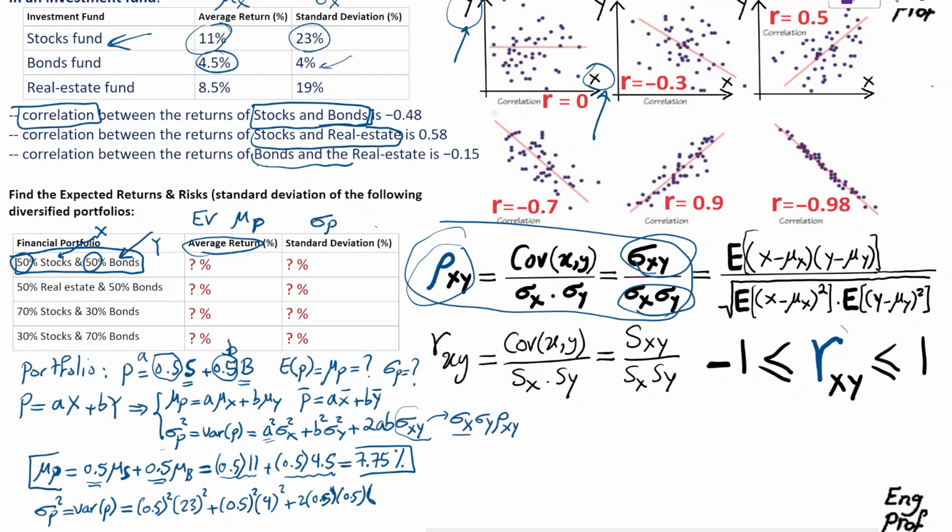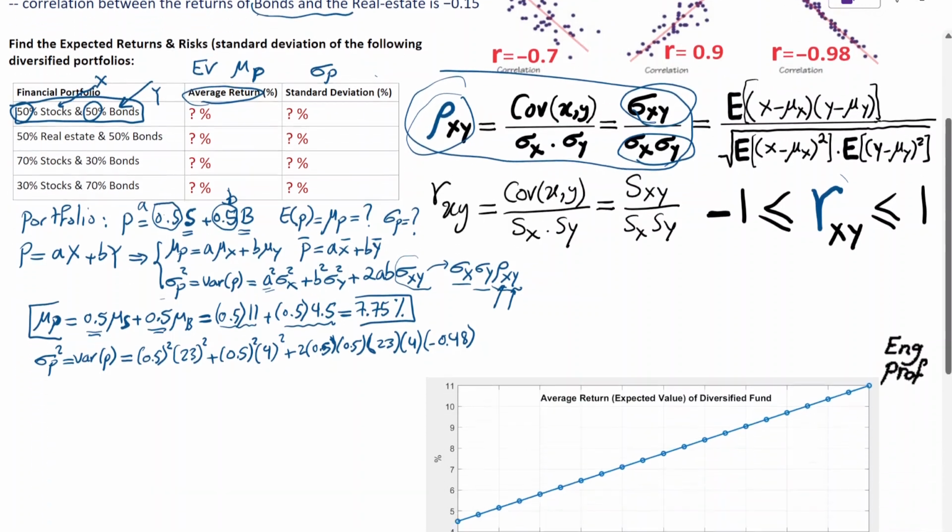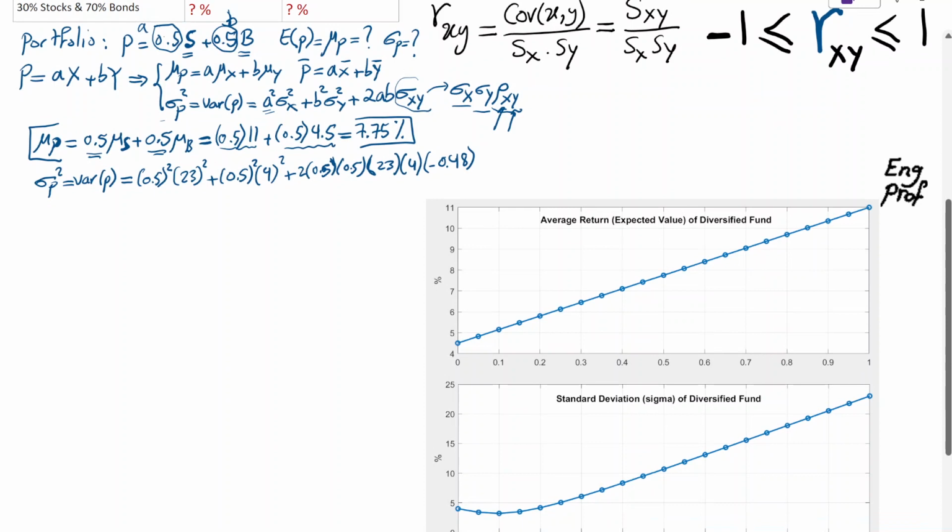Now it's as before. Sigma x is sigma of a stock, 23%. Sigma y is sigma of bond, 4%. And rho xy is the correlation between stock and bond. So stock and bond has a correlation of -0.48. So we can easily compute this. If we do so, we are talking about 50% points, so I have already plotted things here in terms of average return and expected value for the diversified fund in the sense of, let's say, portfolio.